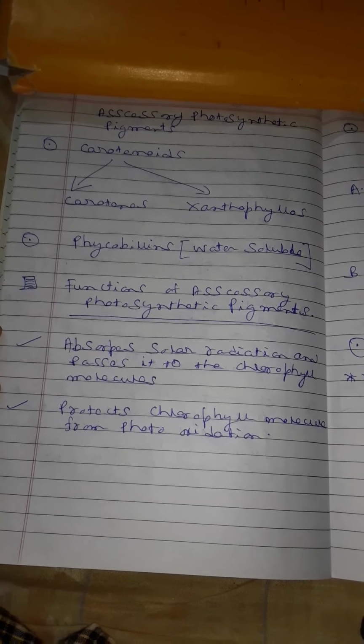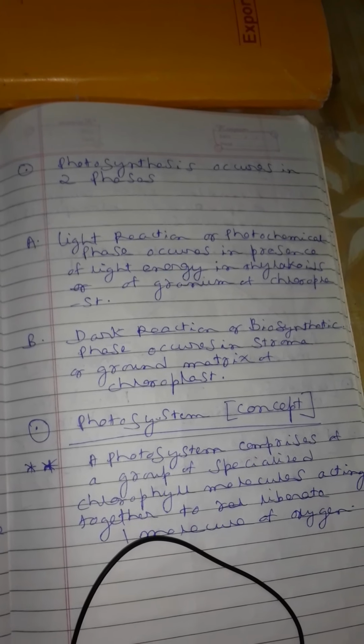Now let's come to the phases of photosynthesis. Photosynthesis can be broadly subdivided into two phases. The first phase is the light reaction or photochemical phase, which occurs in the presence of light energy in the thylakoids of the granum of the chloroplast. Number 2 is the dark reaction or biosynthetic phase, which occurs in the stroma or ground matrix of the chloroplast. It is also known as the Calvin cycle or C3 cycle, named after Calvin, and called the C3 cycle because the first stable product of the dark reaction of photosynthesis is a 3-carbon compound, phosphoglyceric acid.